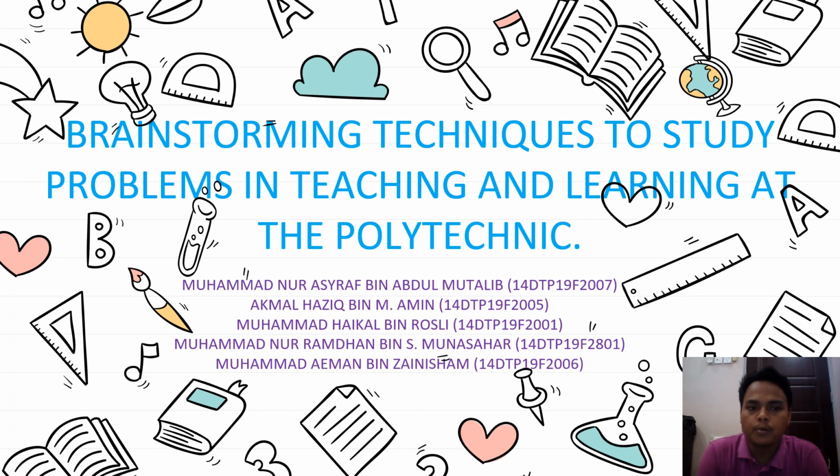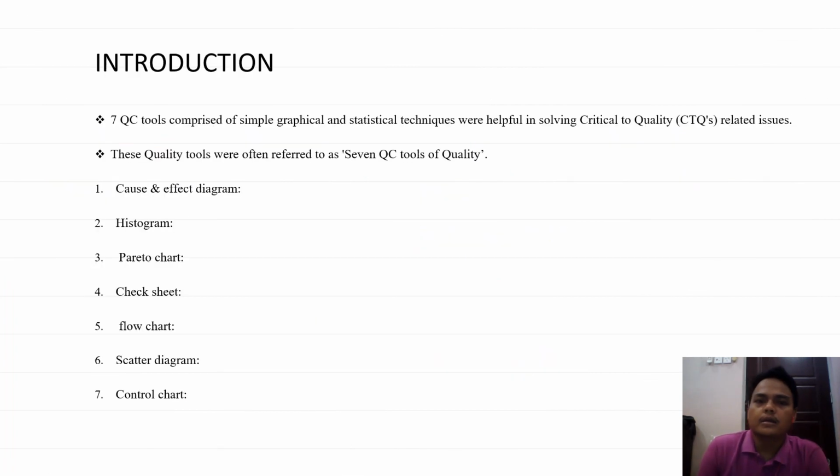Di sini saya ingin membuat pembincangan mengenai brainstorming techniques to study problems in teaching and learning at the Polytechnic. Next. First, introduction. 7 QC tools comprised of simple graphical and statistical techniques were helpful in solving critical to quality (CTQ) related issues. These quality tools were often referred to as 7 QC tools of quality.